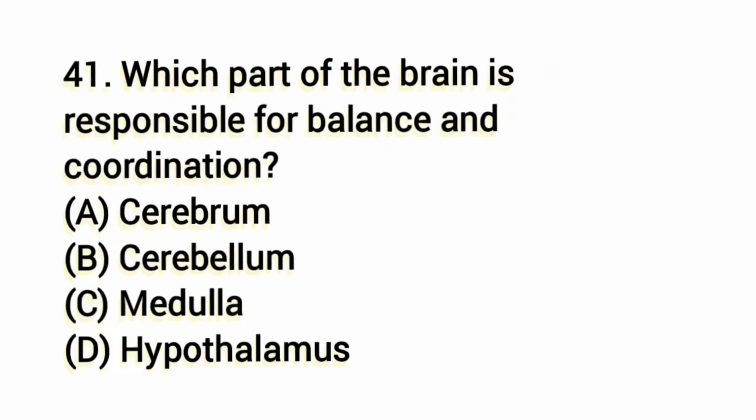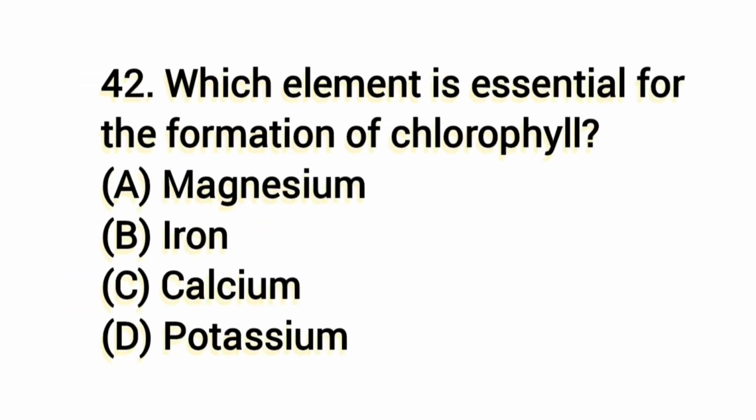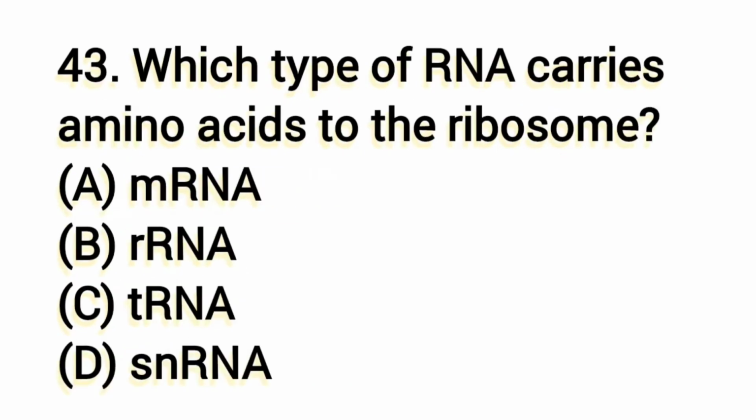Mitochondria. 41. Which part of the brain is responsible for balance and coordination? A. Cerebrum. B. Cerebellum. C. Medulla. D. Hypothalamus. Answer is B. Cerebellum. 42. Which element is essential for the formation of chlorophyll? A. Magnesium. B. Iron. C. Calcium. D. Potassium. Answer is A. Magnesium.